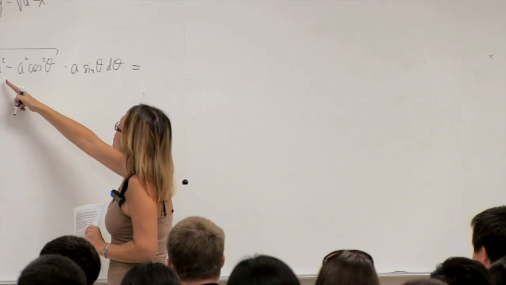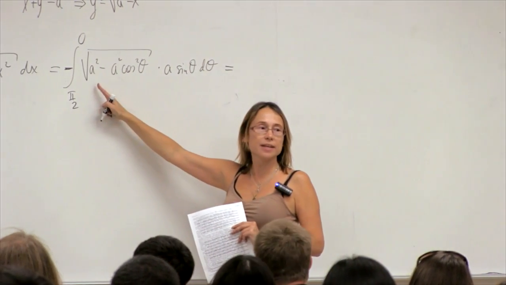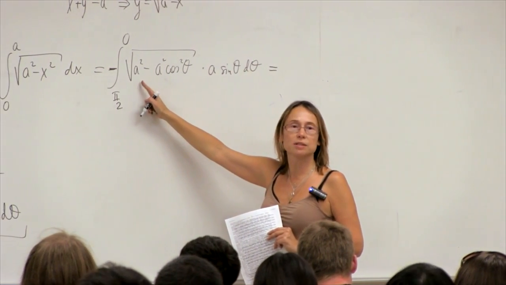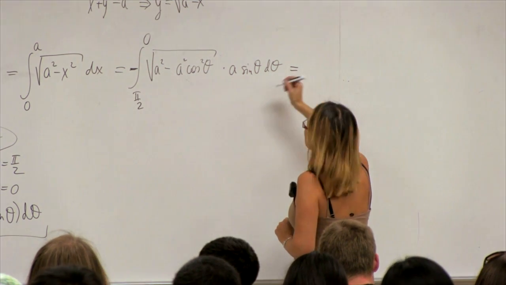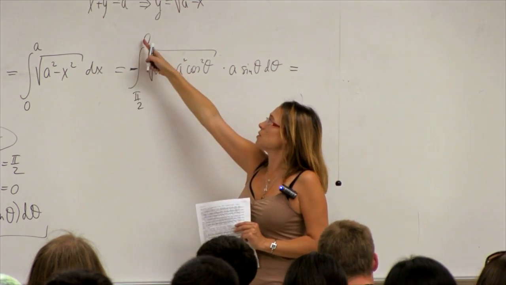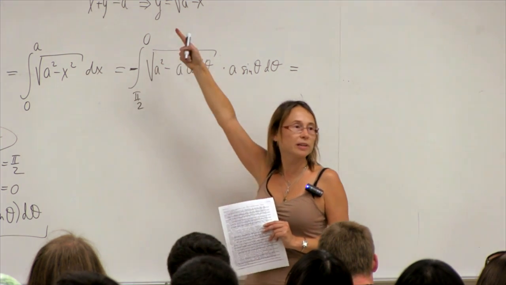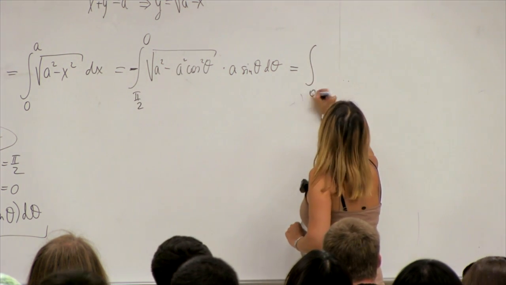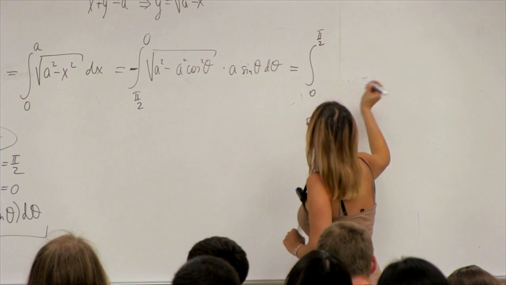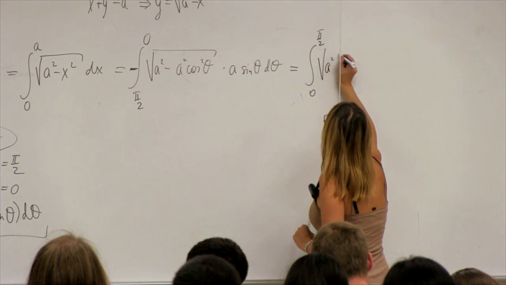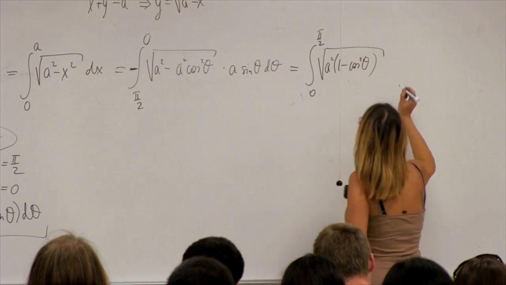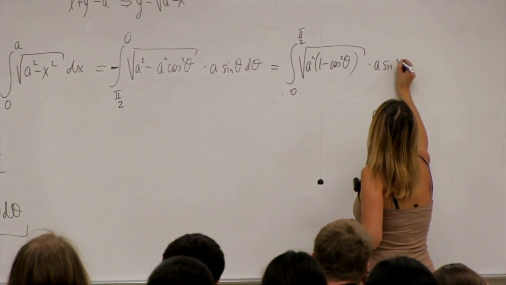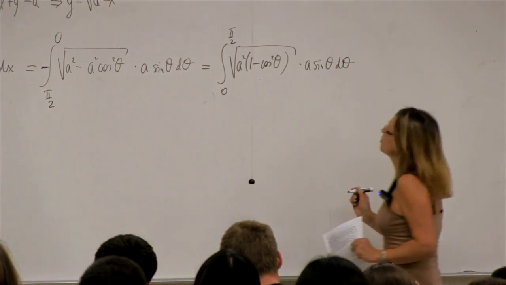And I can do things here. For instance, I can see that under the square root, a squared multiplies both of the terms. And also I can see that pi over 2 is greater than 0, and I have a minus sign. So I can flip and lose the minus. So I have from 0 to pi over 2. Okay. I have the square root of a squared times 1 minus cos squared theta. I'm going to do it like this. Times a sine theta d theta.